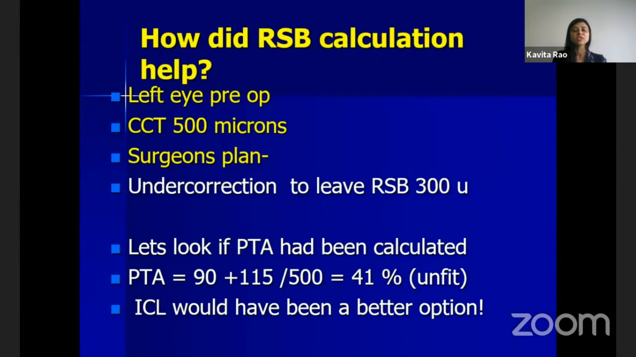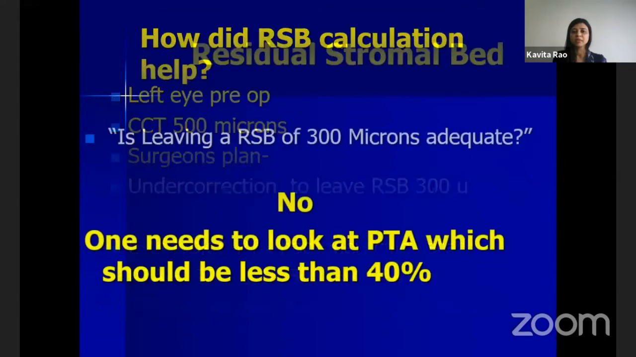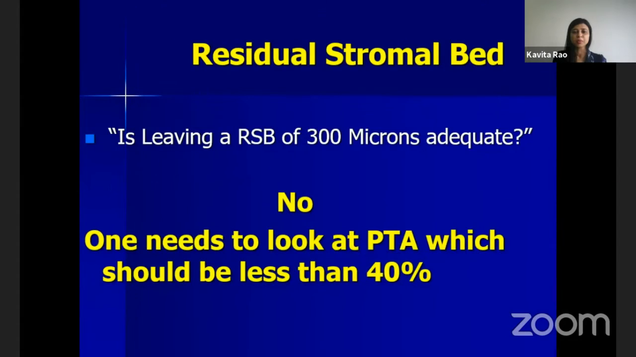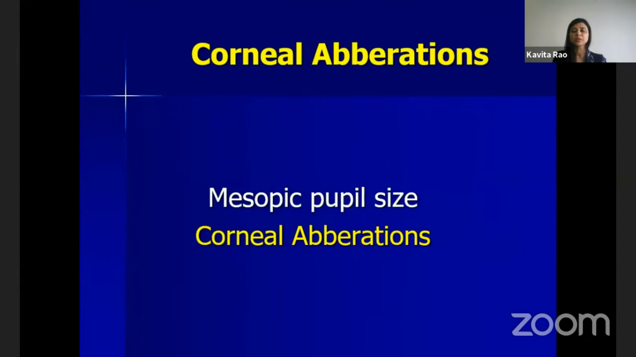Now the surgeon wanted to leave 300 microns behind and leave some amount of refractive error. I feel this kind of planning while working up the patient is absolutely incorrect. This patient would have been an ideal patient for just ICL. Doing 11 diopters, doing undercorrection, it really does not help neither the patient nor us. So make sure you're choosing your surgery properly.